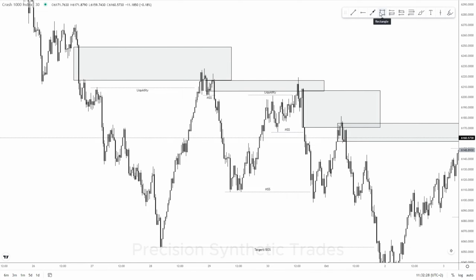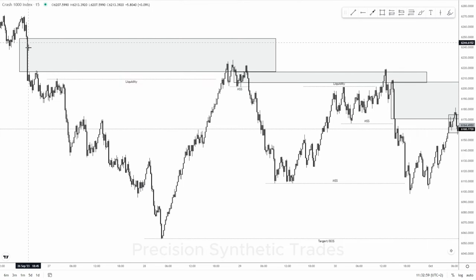Alright, now let's go to the lower time frame. We're currently on the 30 minute. Let's go to the 15 minute and I can show you how you could have gotten the entry just there. So let's go down to the 15 minute. So as you can see, there's that big fair value gap on the 30 minute. Price went down, it came up, touched the fair value gap, entered the fair value gap.